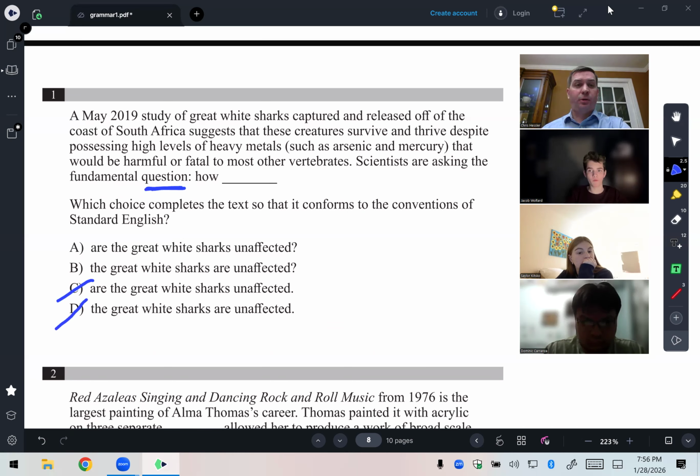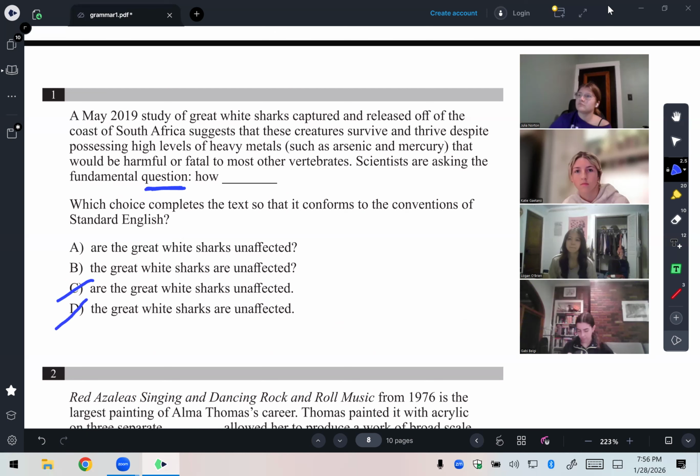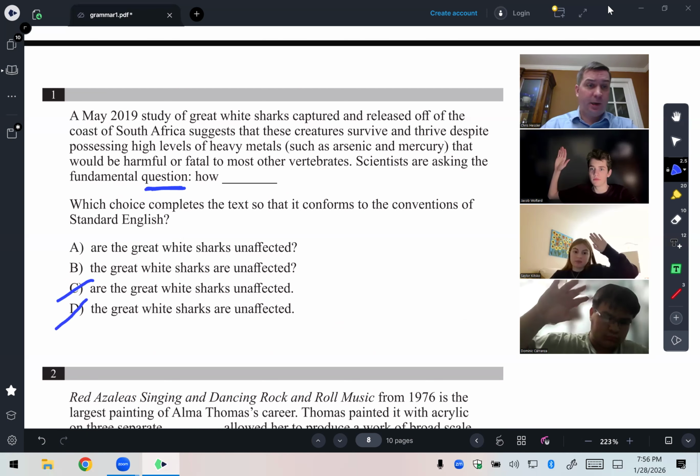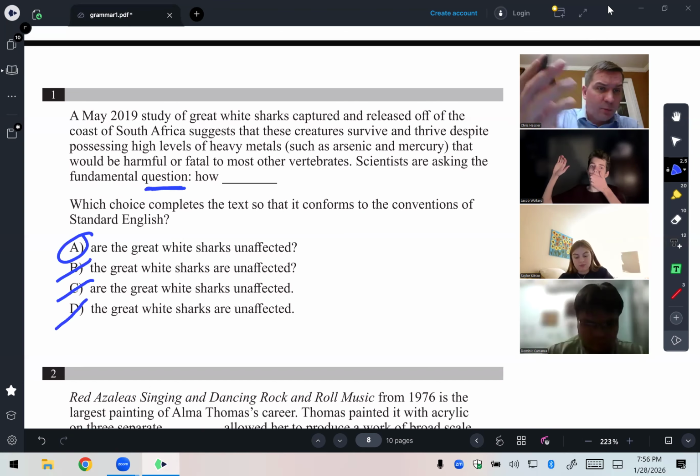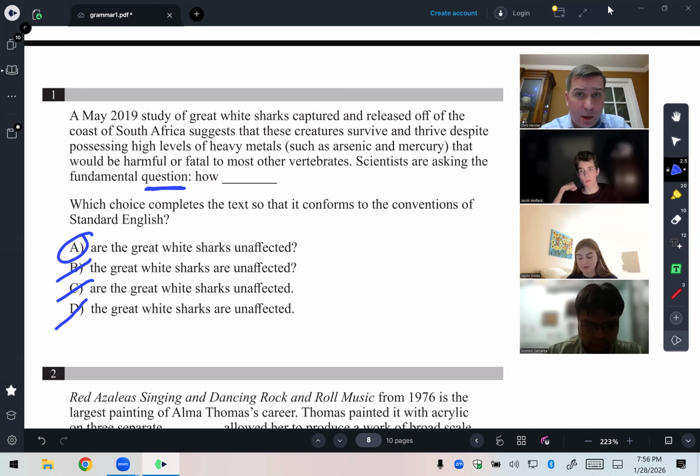Maybe I'll just do a quick poll. Who thinks it's A? Any show of hands? A. I see a lot of hands. Yeah, everybody. It's A. Yeah, B just had the words in a weird order. Okay.